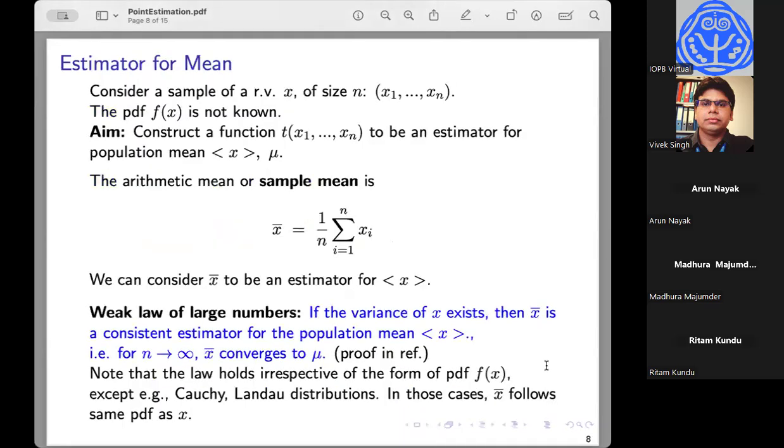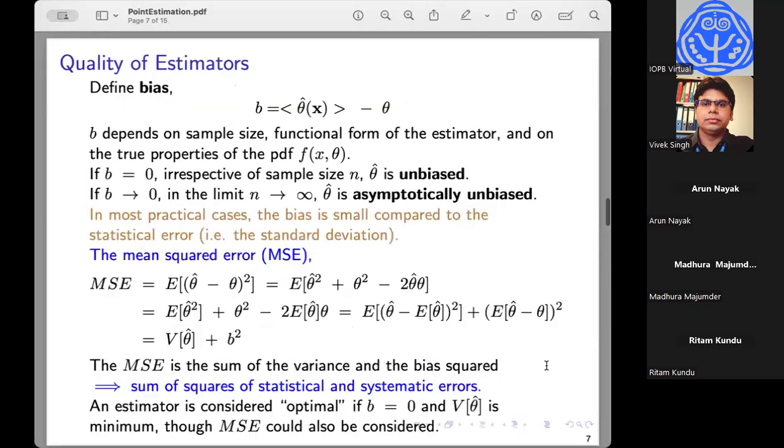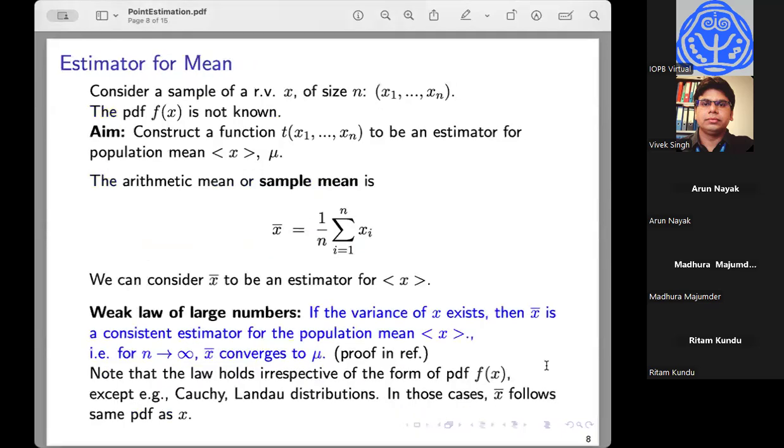Now there is one question about the functional form of the estimator. We can see a few estimators which, irrespective of their PDF, have some kind of functional form. For example, take an estimator of the population mean. Suppose we consider a sample of a random variable x with observations x1 to xn. Now the PDF f(x) is not known.